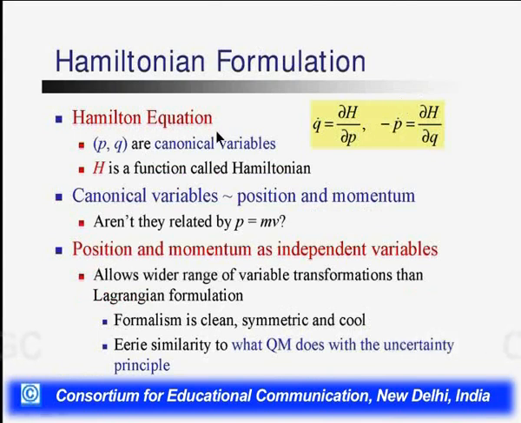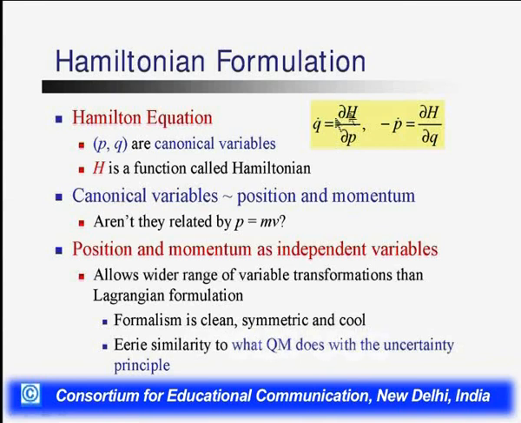Hamiltonian equation, we can define p and q. Here we define the canonical variables. What are the canonical variables which define the position and the momentum? q is the position, p is the momentum. Then H is called the Hamiltonian. H is a function and it is called the Hamiltonian function.